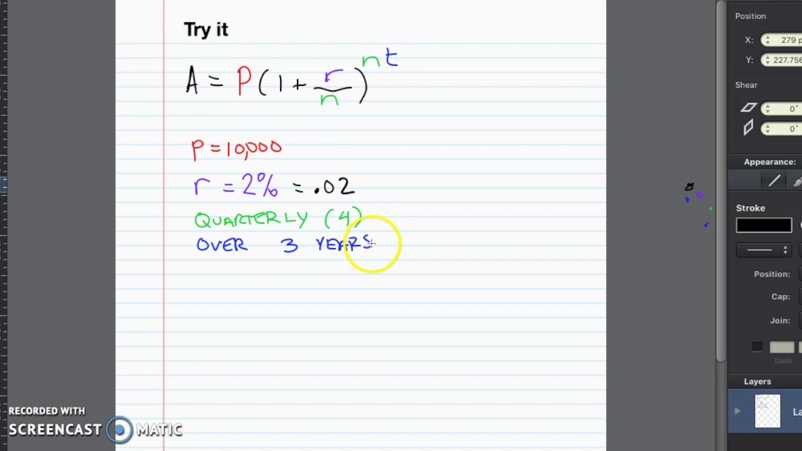Okay, so this is money earned, usually invested in some way or another, that we could make in 3 years if these things are true. So initial investment of $10,000, rate of 2% quarterly over the course of 3 years. Try it out on your own.